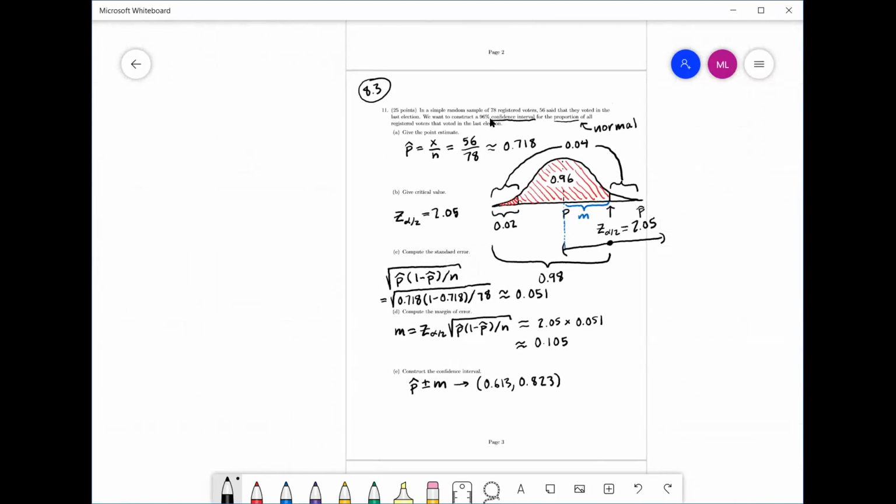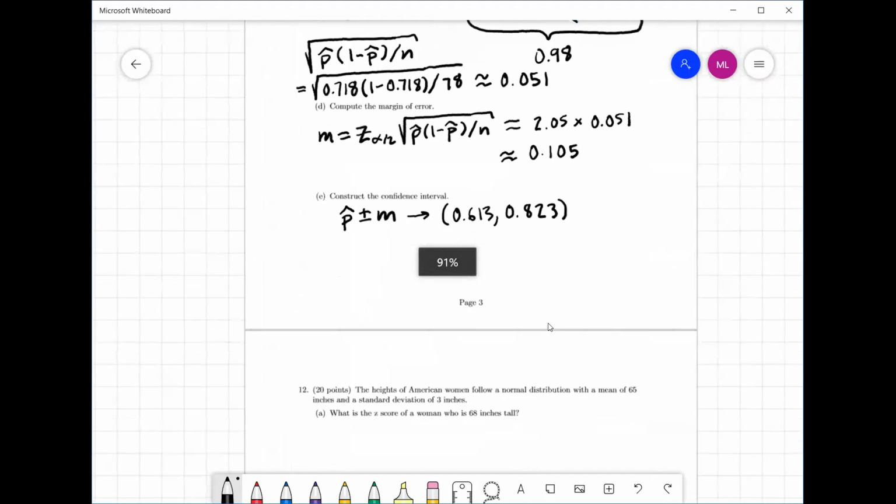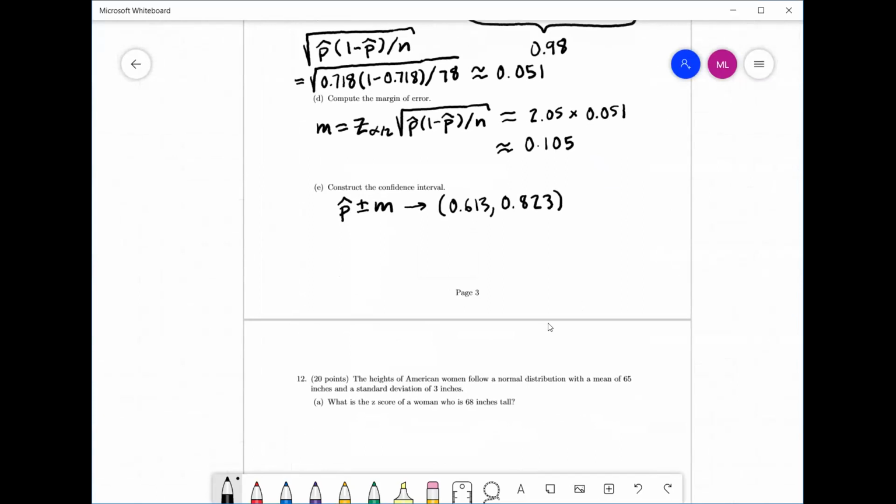And so in this case, it is between, let's see here. So the percentage of registered voters that voted in the last election, we think we're 96% confident that it's between about 61.3% and 82.3% of registered voters voted in the last election based on our sample that we took. So if we had to write this as a sentence, that's how we'd write it.